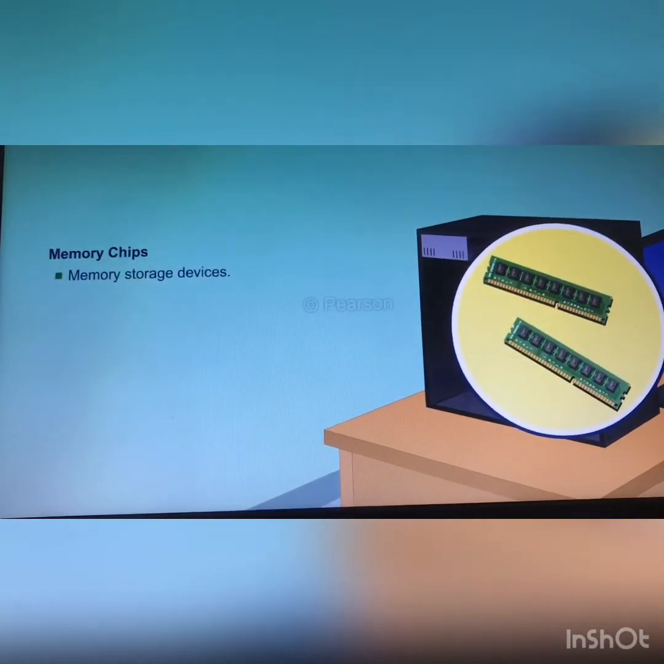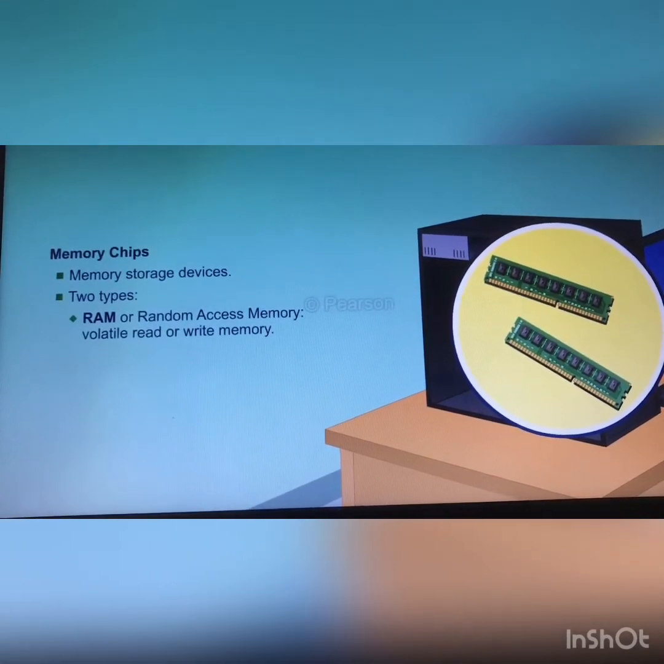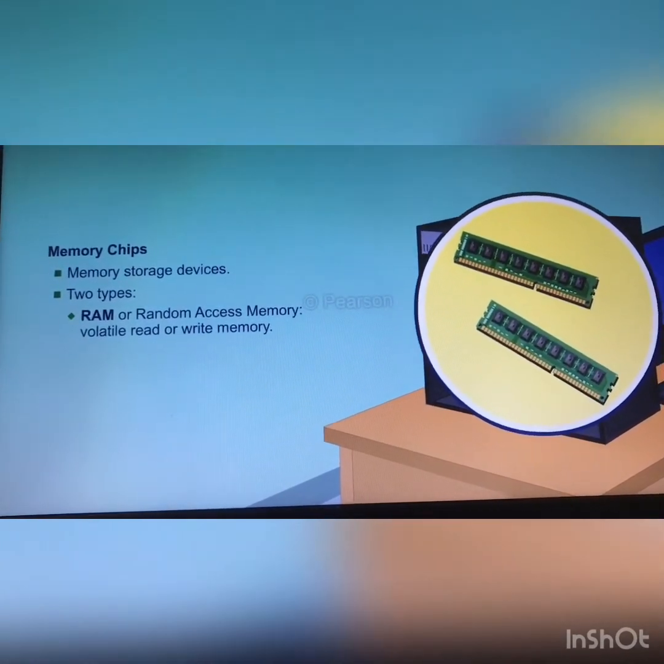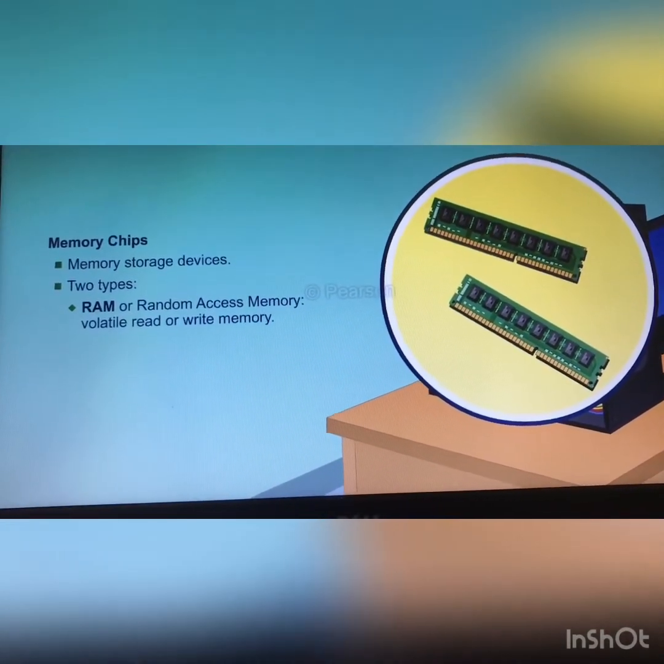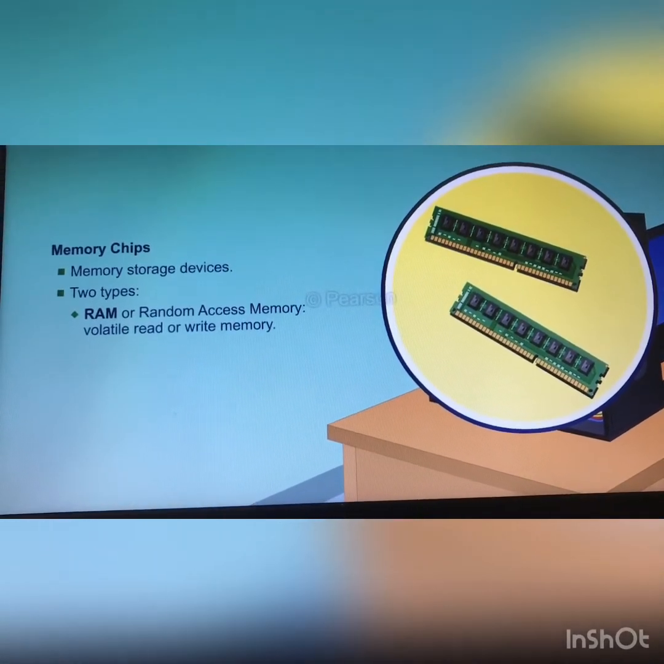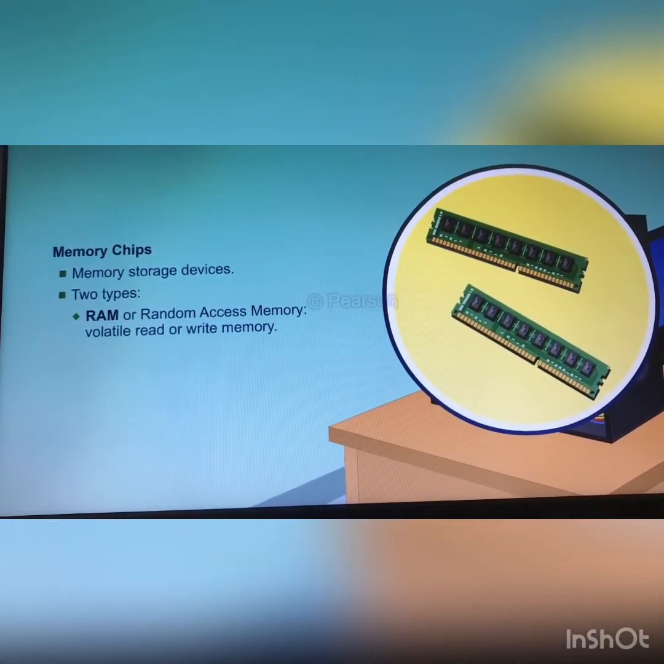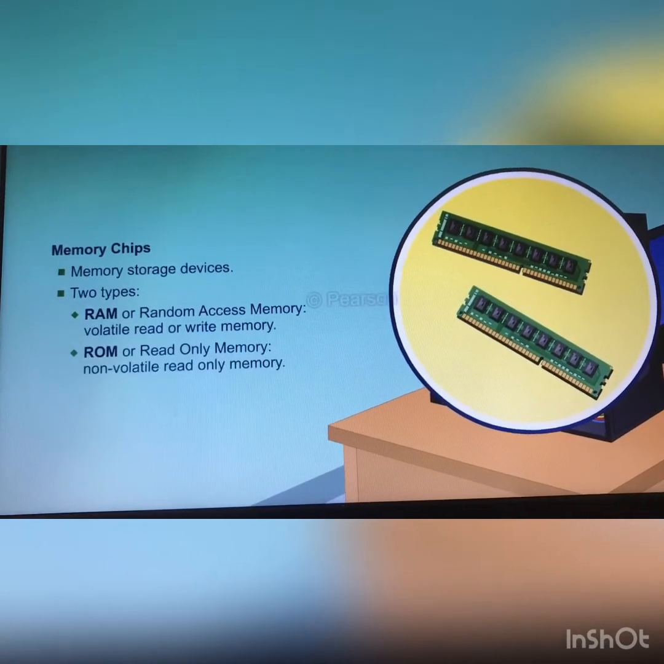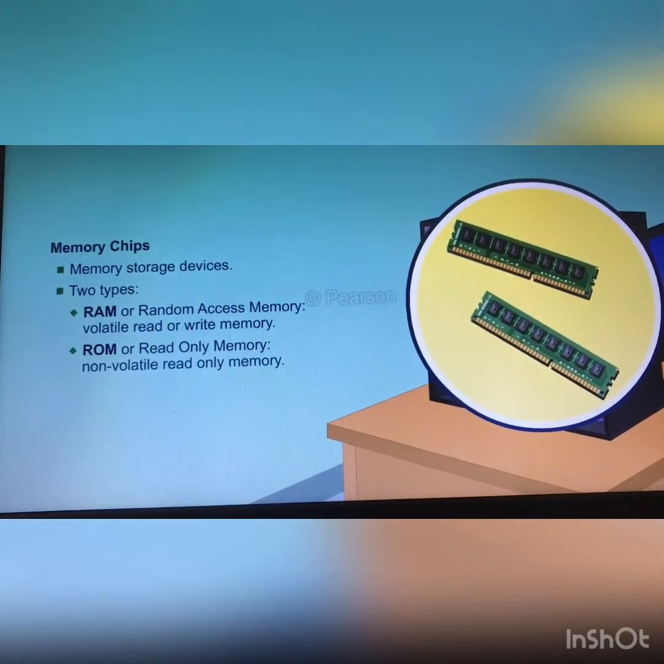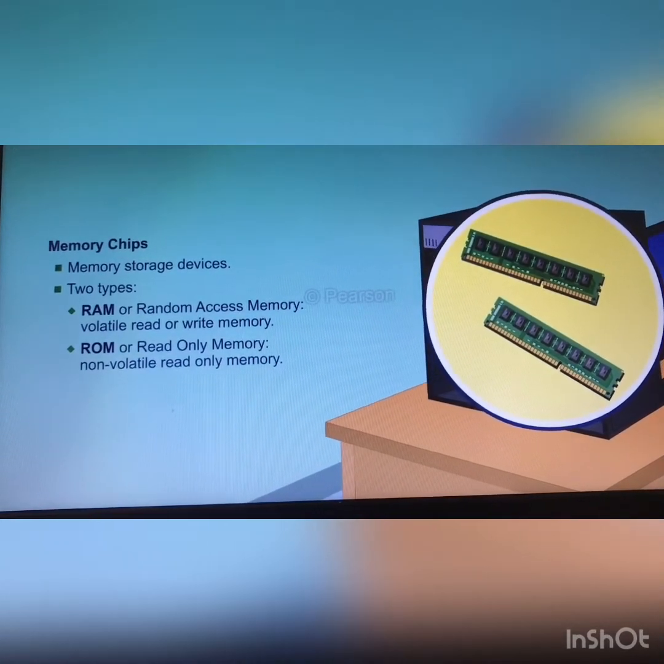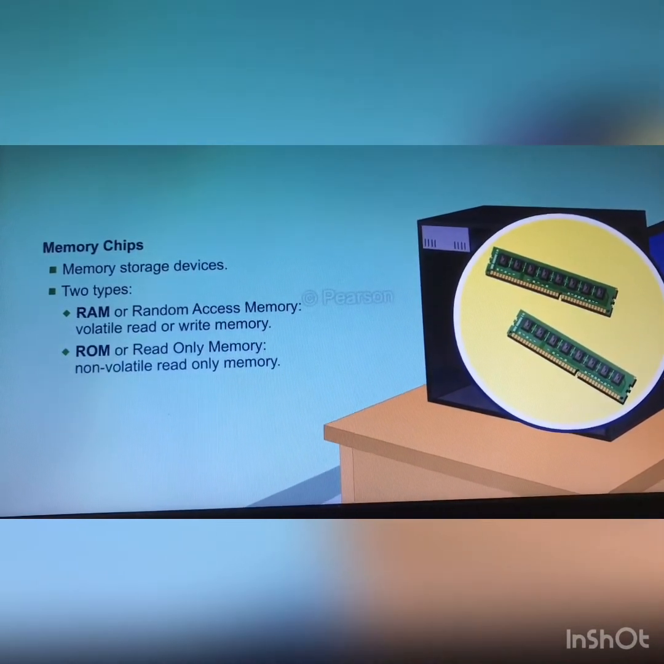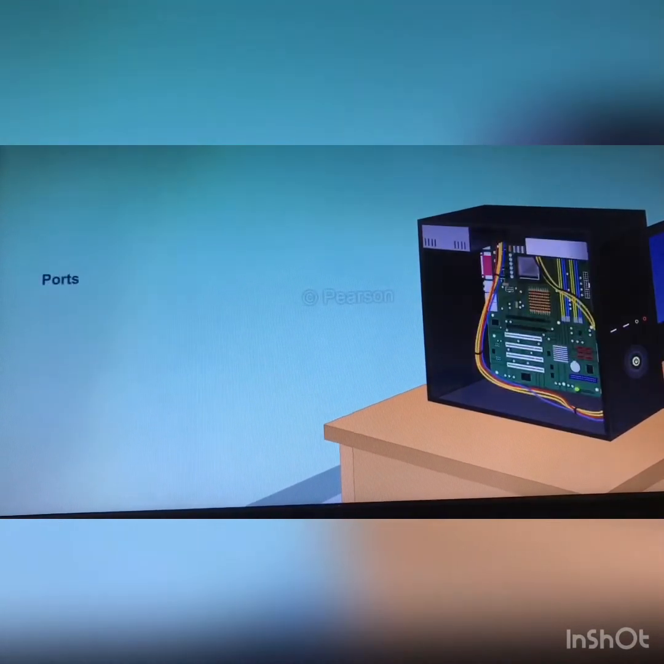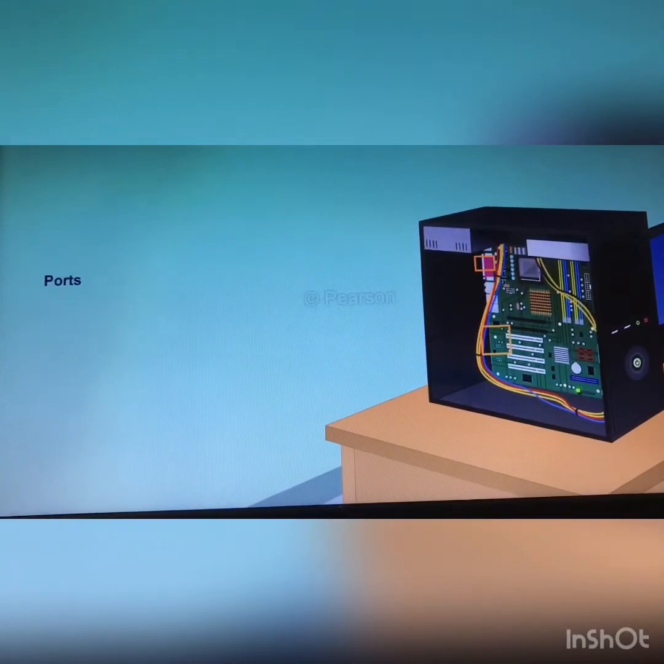Memory chips are storage devices. The two types of memory chips are RAM and ROM. RAM, or Random Access Memory, is a volatile read or write memory. This means that everything in the RAM gets erased when the system is turned off. ROM, or Read-Only Memory, is a non-volatile read-only memory. That means that the data is preserved in ROM, but we cannot write or modify the content in the ROM chips. Next, he explains about ports.